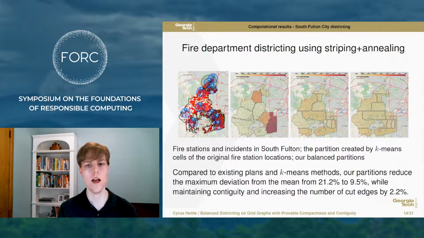So workload is much more spread out, and we're aiming to reduce waiting time when there's a large number of 911 calls coming in at once. We want that to be spread out. Furthermore, we maintain contiguity and have a very competitive number of cut edges. And that compactness is important because we want each region to be easy to get around in so that response times are fast.